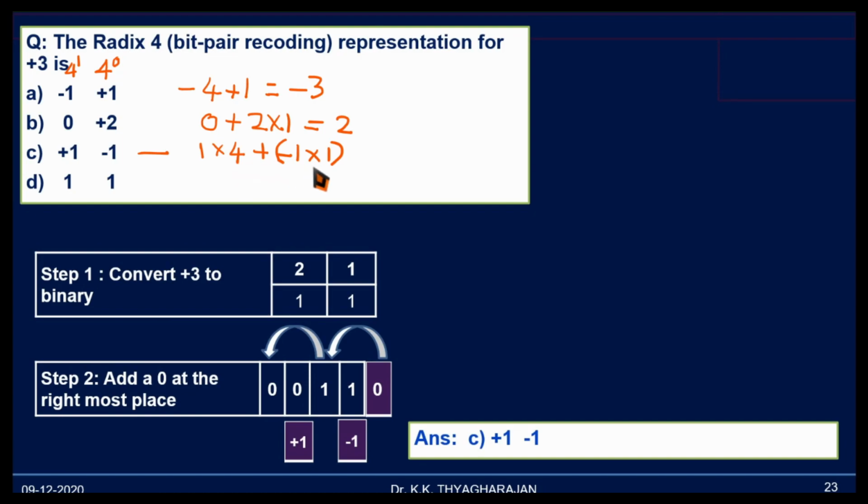That means 4 minus 1, it is plus 3. In this case, it is 4 plus 1 is equal to 5. If you observe these values, C is representing 3. So in a multiple choice question, if you want to find out the exact bit pair recoding of the given options, you can use this method and you can easily say that this represents 3.